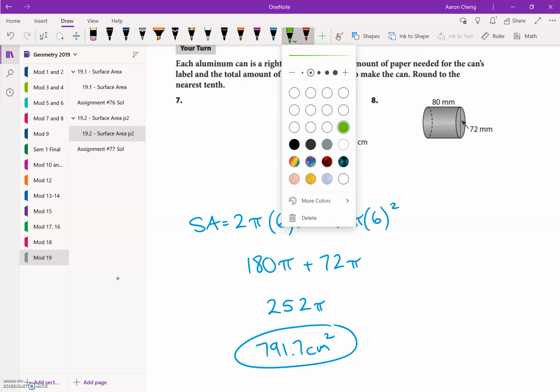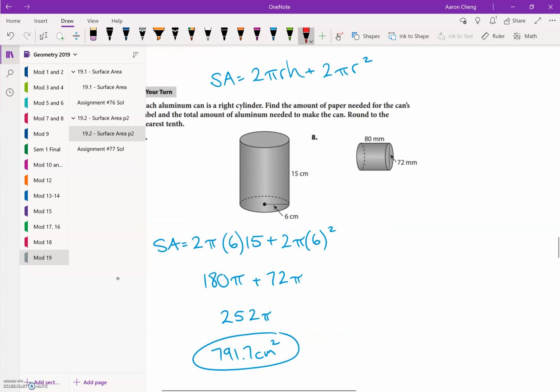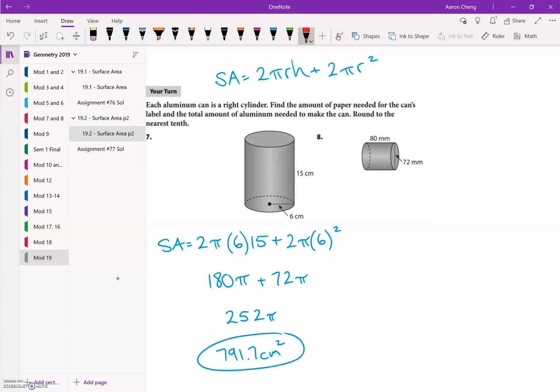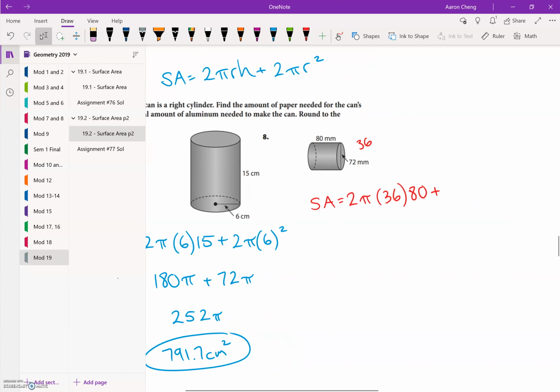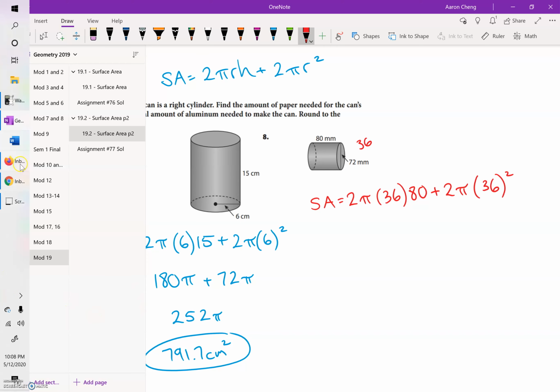And then let's do the next one here. Oh, I definitely am not going to be able to do this one in my head. Surface area is 2 pi, our radius is 36, times our height, which is 80, plus 2 pi, our radius is 36 squared. I think I'm just going to type that whole thing in the calculator.